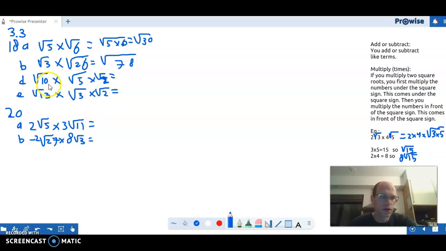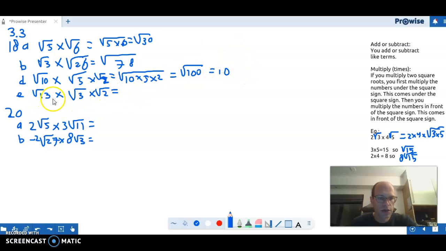With g, we have 3 times, so it's simply one big square root of 10 multiplied by 5 multiplied by 2, and 10 multiplied by 5 is 50, multiplied by 2 is 100, so we have the square root of 100. And we know what that is, 10. So you need to know your perfect squares.